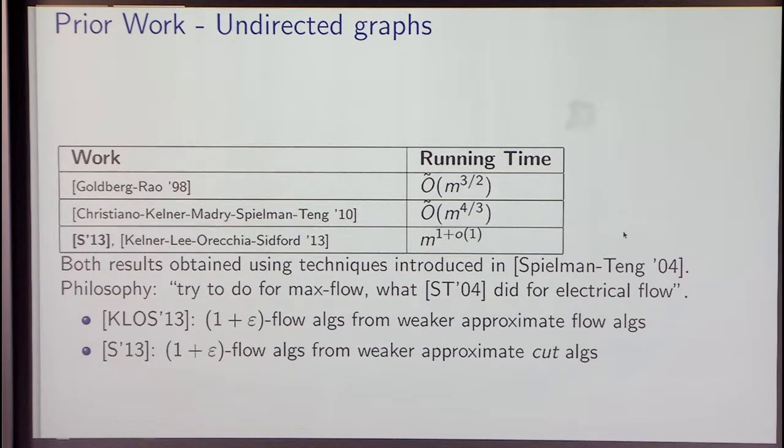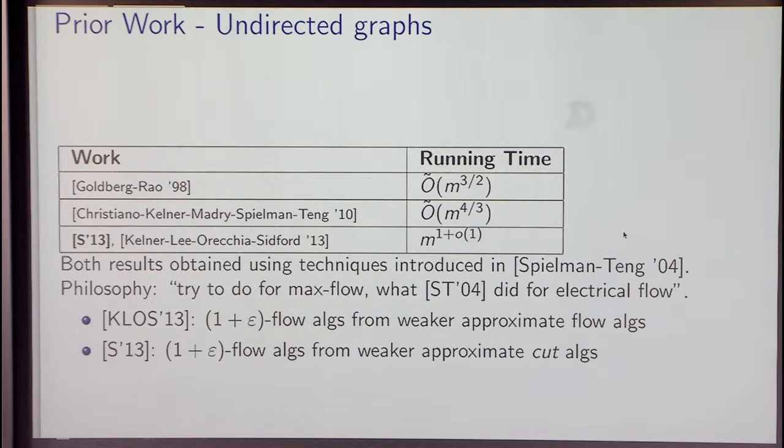And so the main difference between these two recent works is basically, so the KLOS algorithm, they introduce a technique to get 1 plus epsilon approximate flow algorithms from weaker approximate flow algorithms. And also in order to do that, they also had to present a new approximate flow algorithm. And also the approximate flow algorithm they presented is oblivious. So it also is of independent interest because it gives an oblivious routing scheme.